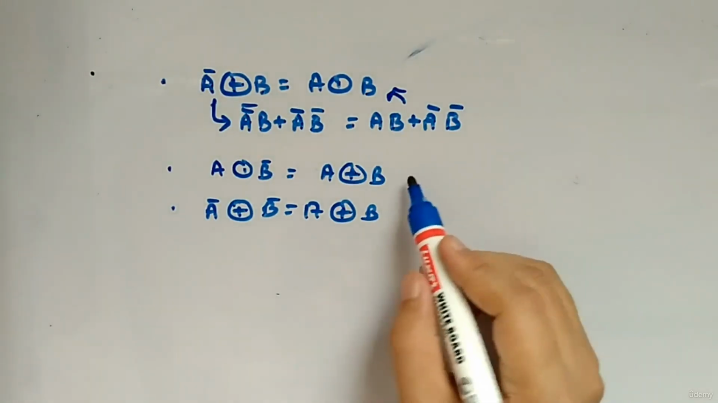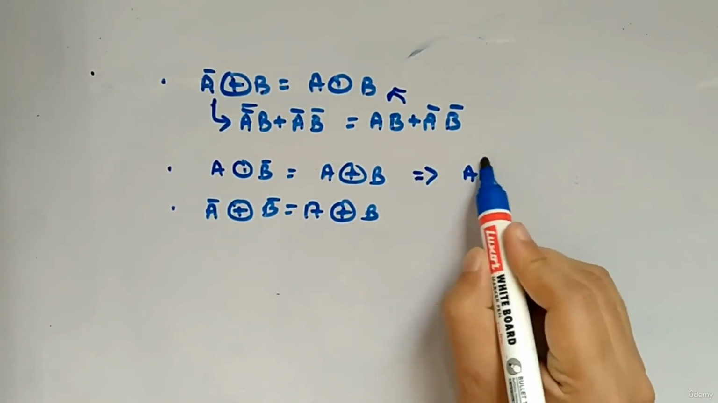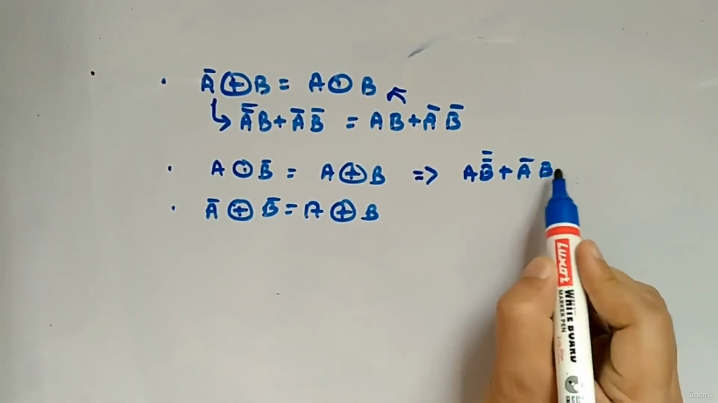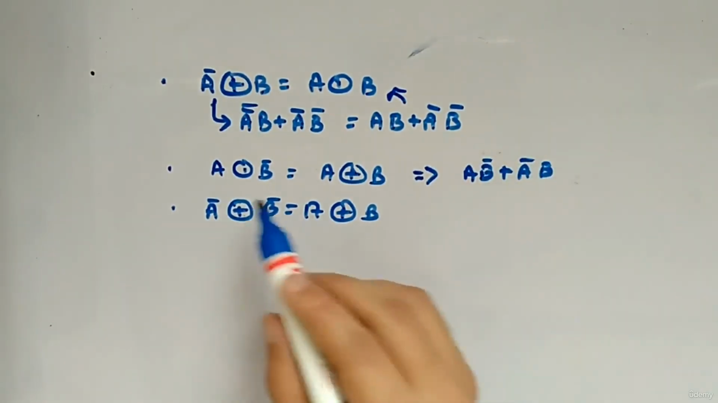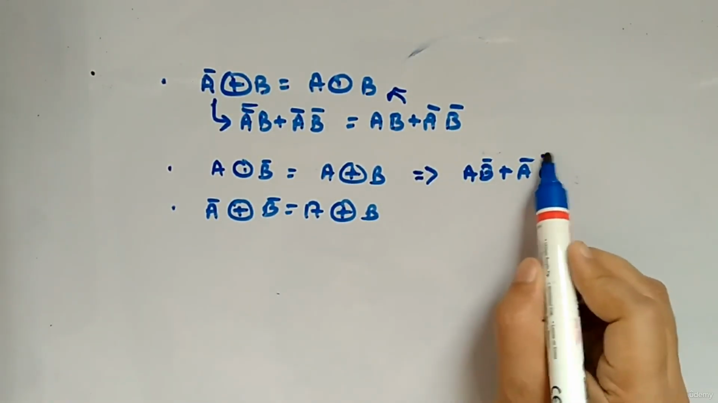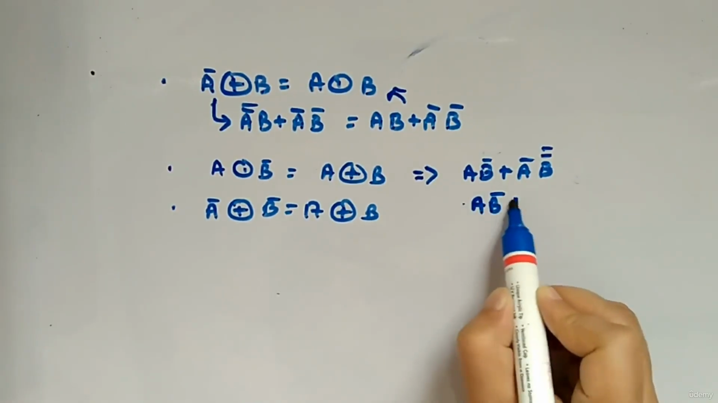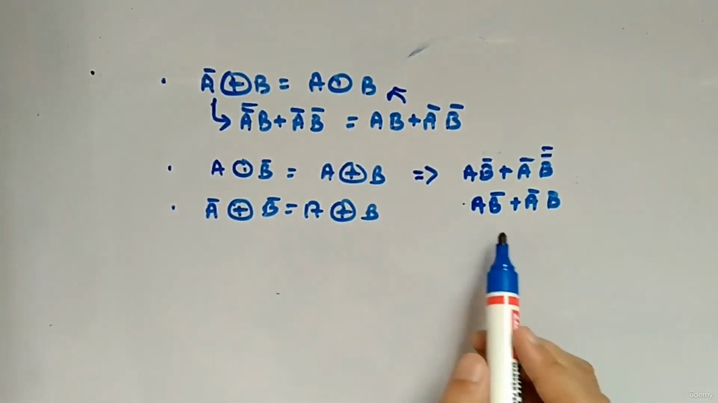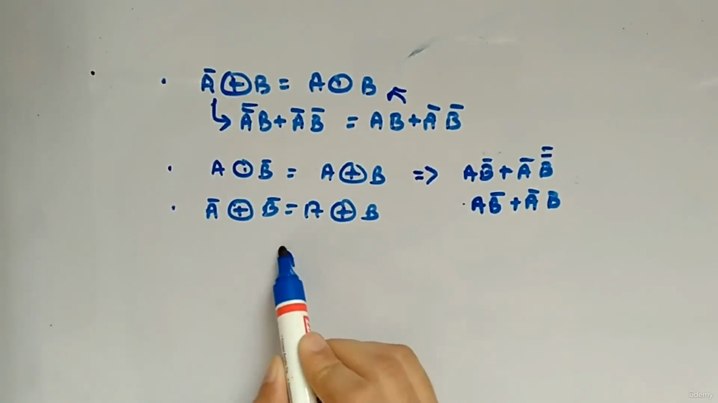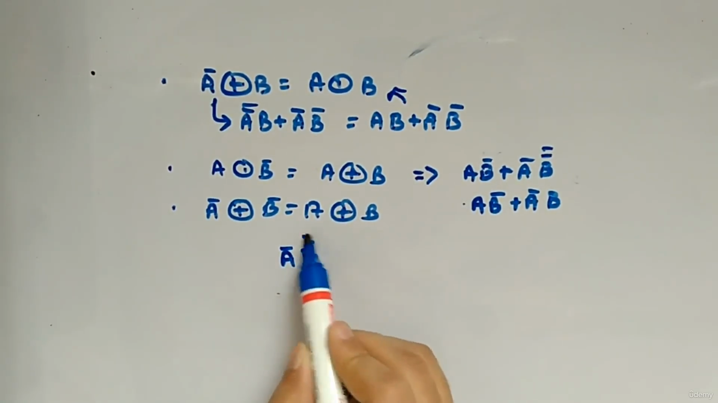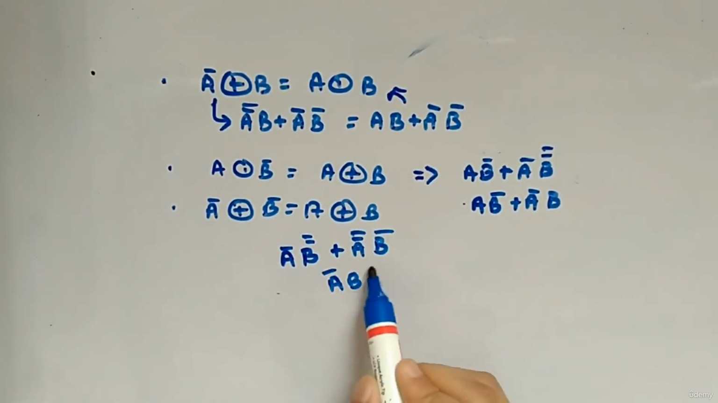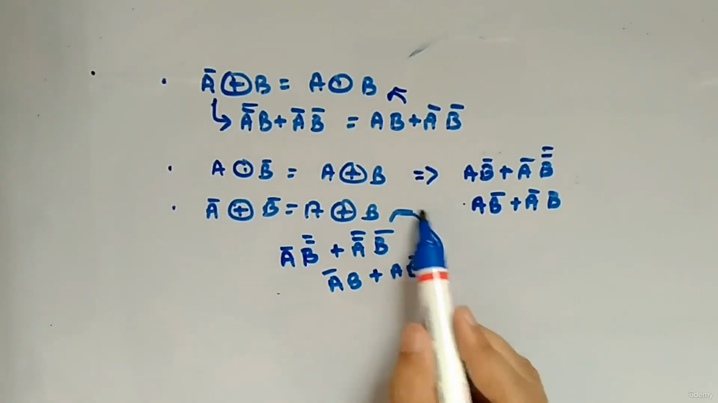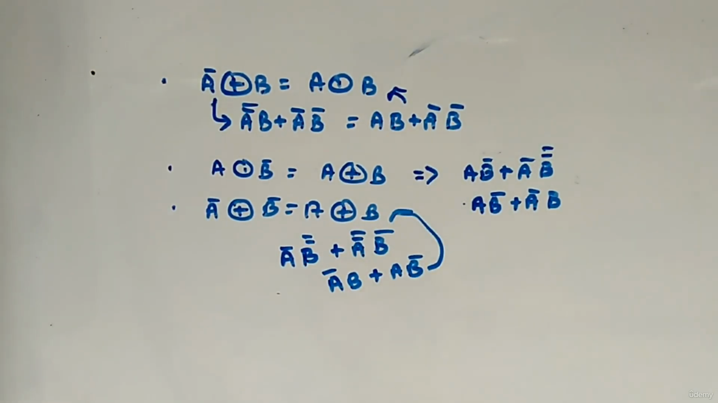Okay, so this you can even prove if you want. A B bar double bar plus A bar B double bar, this will give you A B bar plus A bar B, which is same as this guy. Similarly here also, A bar B double bar plus A double bar B bar, this will give you A bar B plus A B bar, which is same as this guy. Okay, so these are some short properties I just wanted to mention.